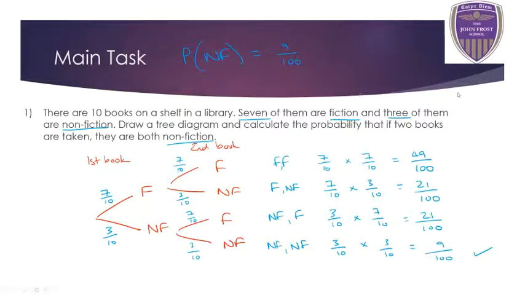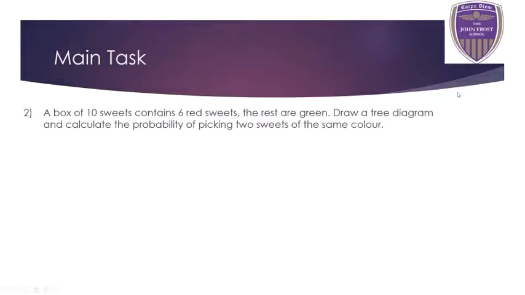All right. So next question. So this one is talking about the box of sweets. 10 sweets contain 6 red. The rest are green. Draw a tree diagram. Calculate the probability of picking 2 sweets of the same color. So it's 2 different picks.